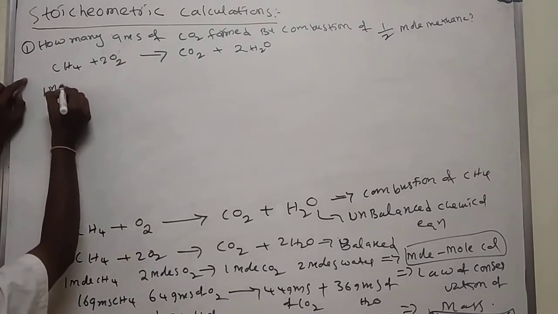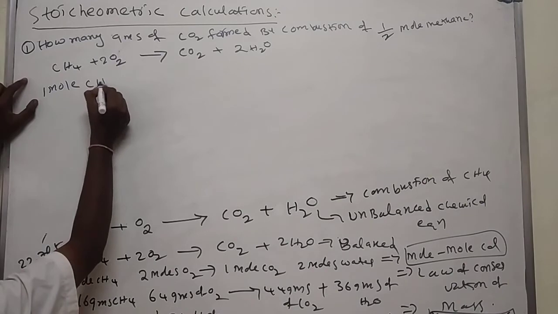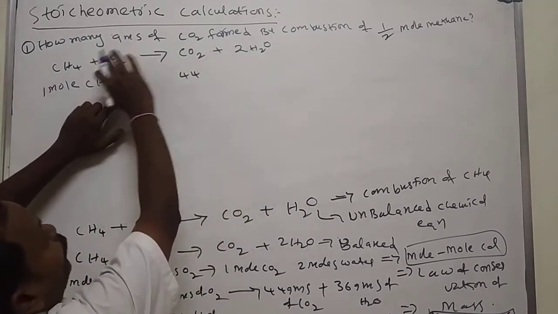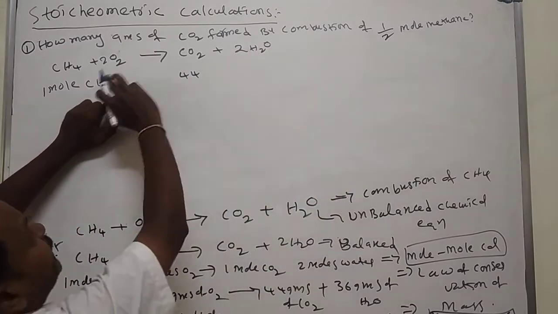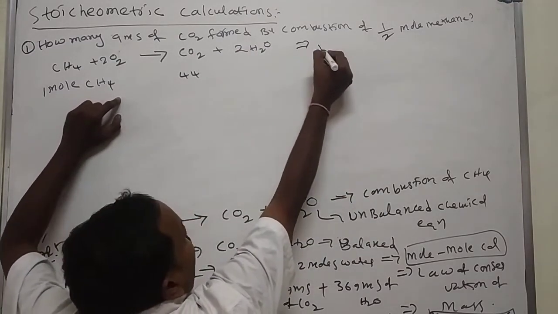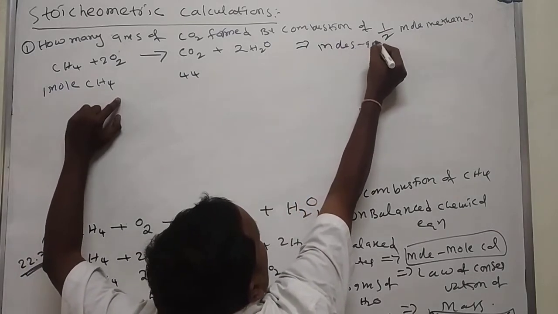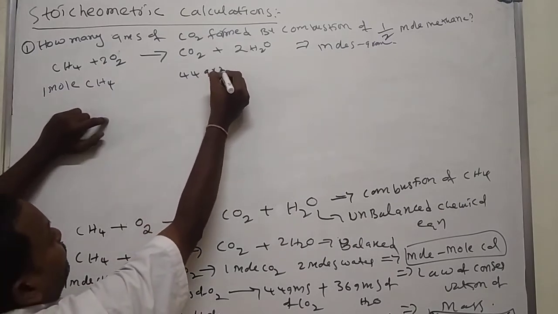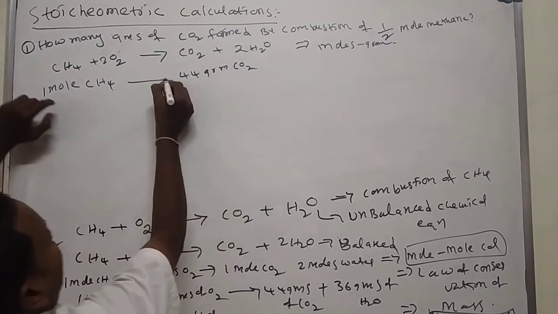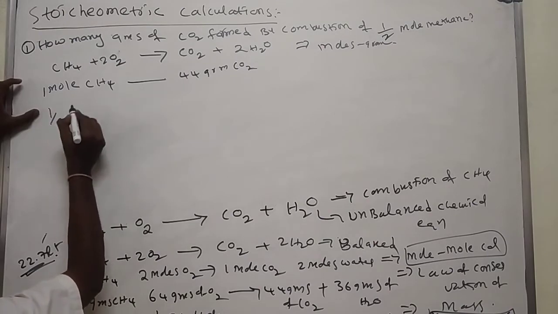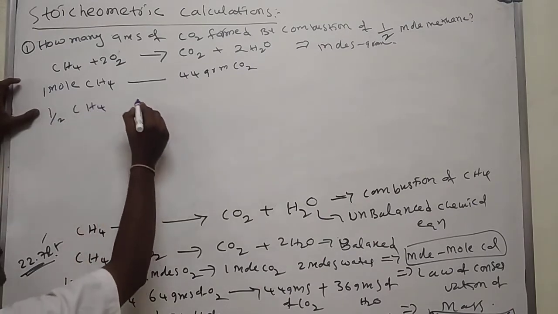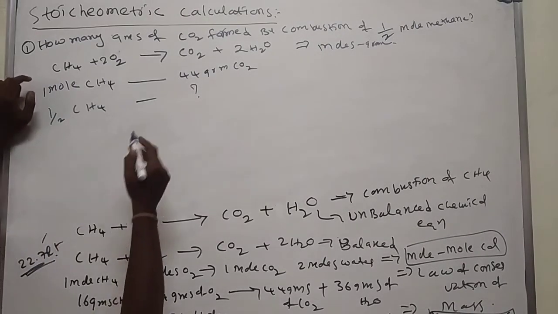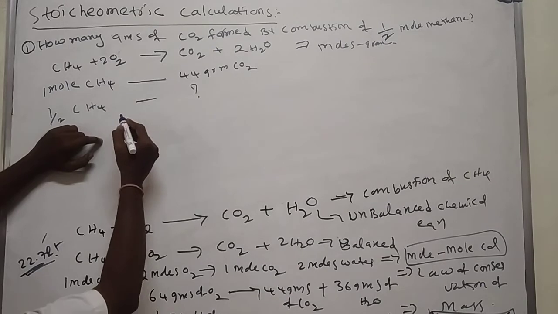1 mole of methane forms 44 grams of carbon dioxide. Here see the mole and gram ratio, the mole and gram calculation. Half mole of methane gives how much? How to get that one?